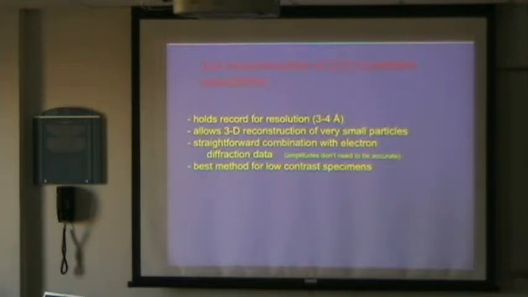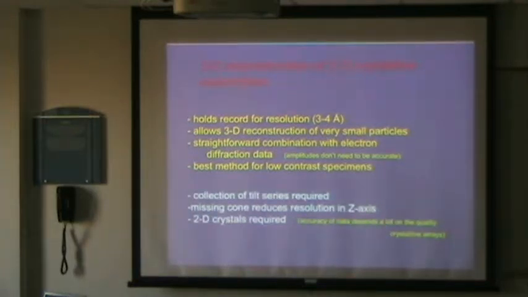They hold the world record for resolution, which I need to correct: it's actually 1.9 angstrom by now. It allows 3D reconstruction of very small proteins, something like 40 kilodalton to even 20 kilodalton, provided you get them in a 2D crystal. It has a straightforward combination with electron diffraction data. That may not be as important for you right now, but I'm going to show you in a minute what it means. And of course, it's the best method for low contrast specimens.